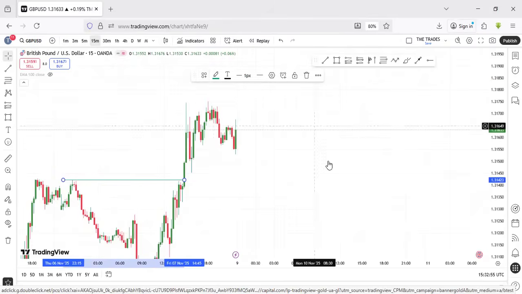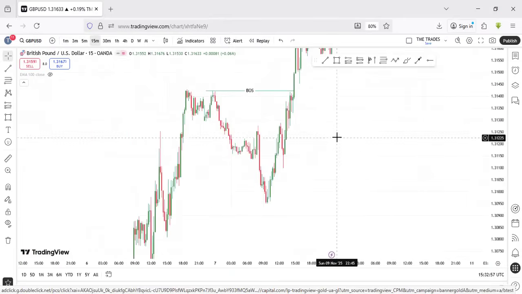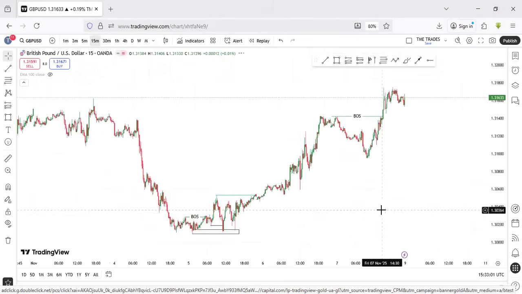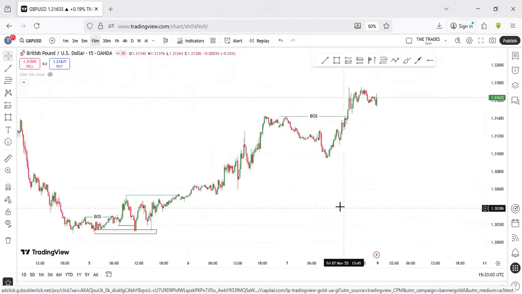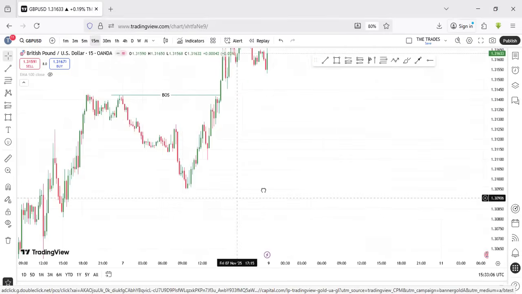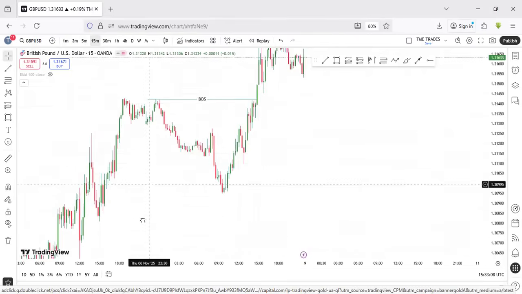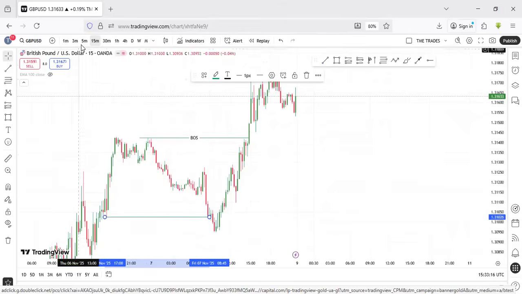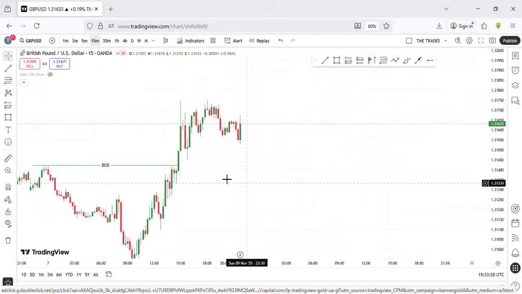Why are we giving it a valid break of structure? Because we can actually see that the market is going massively to the upside, and this had already taken a liquidity here on lower time frame, which is on 5 minutes. So let's proceed with what we have.